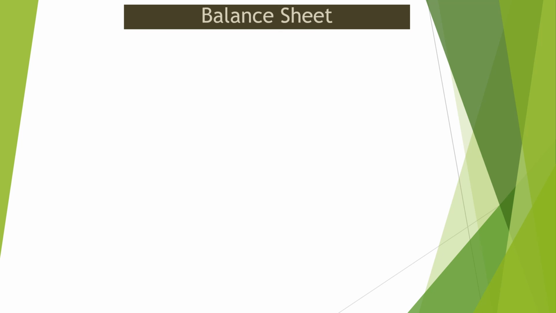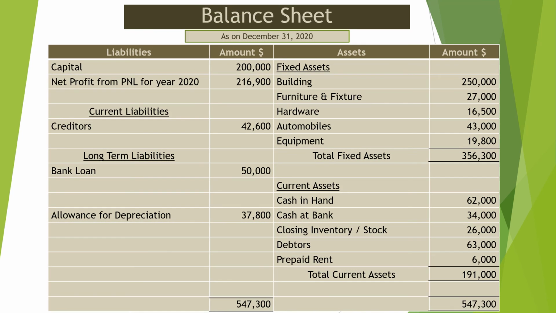Now, come to the balance sheet format. As taught earlier, the balance sheet is the statement of assets, liabilities, and capital. The figures have been entered accordingly. From the adjusted trial balance, it shows the total of fixed assets, total of current assets, and net profit already transferred to the capital side. This was all about complete accounting.